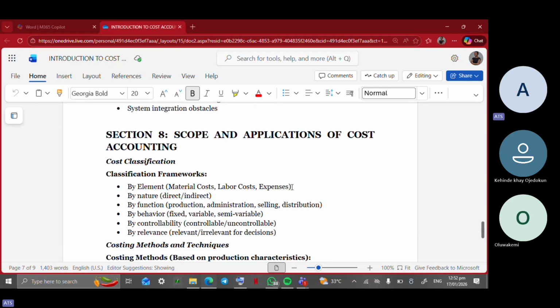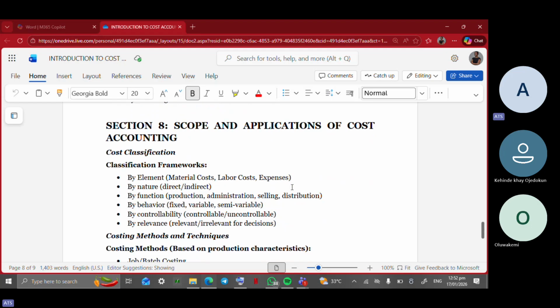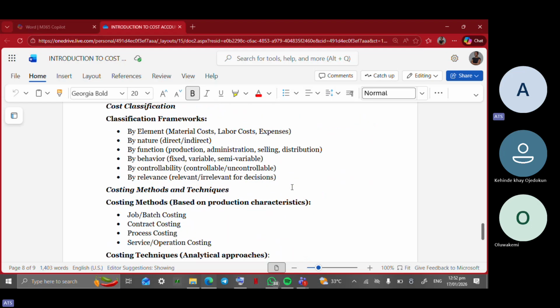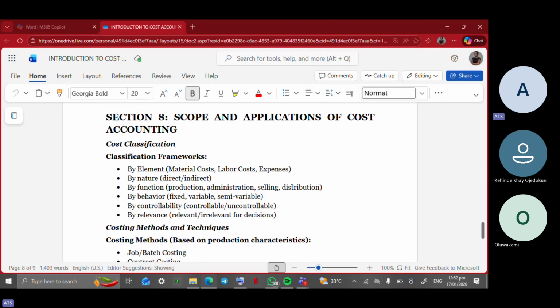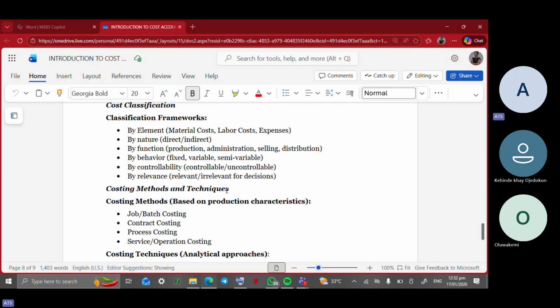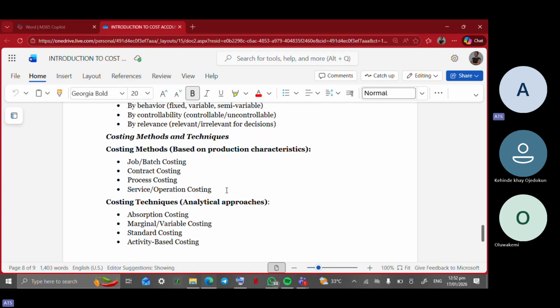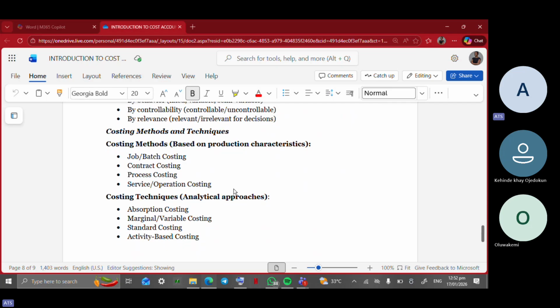Now, quickly, not to waste our time, let's talk about the scope and applications of cost accounting. As for the classification, we're going to be talking about that in topic 2, so I will go straight to talking about costing methods and costing techniques.